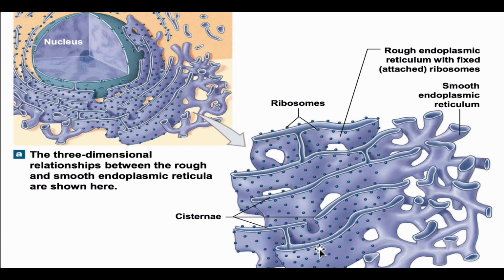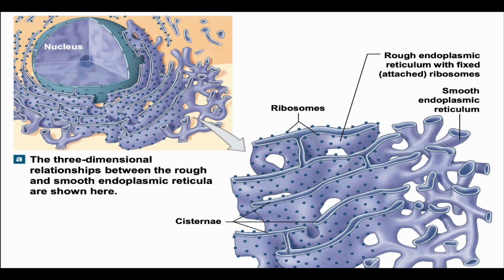Okay, remember we said we have these storage areas, these pouches. Here they are over here. Within these folds, these are the cisternae that we see over here. So remember, rough ER, smooth ER. Rough ER, what's being produced? Proteins. Don't forget proteins are being produced there.